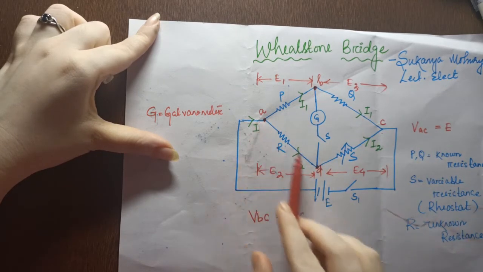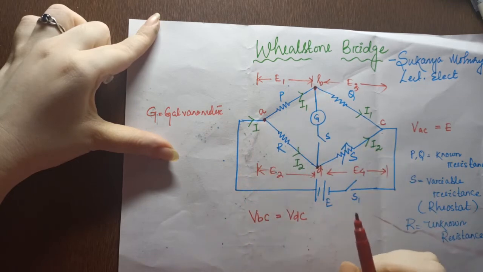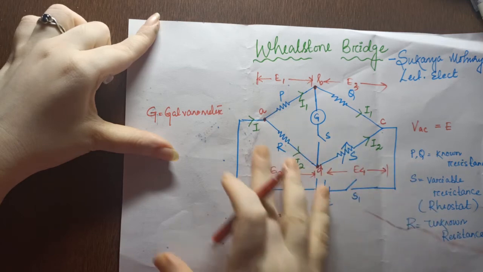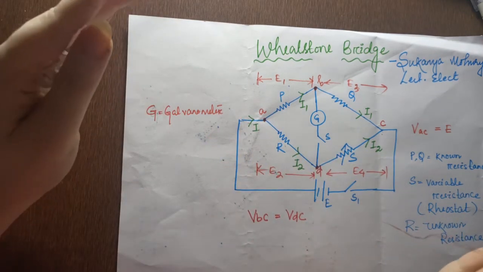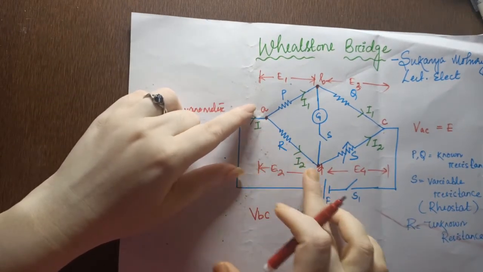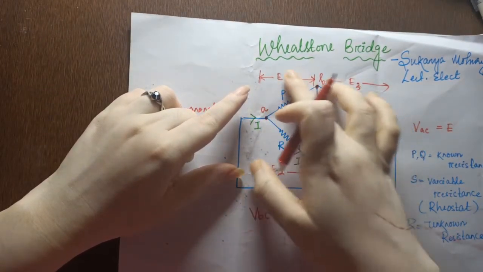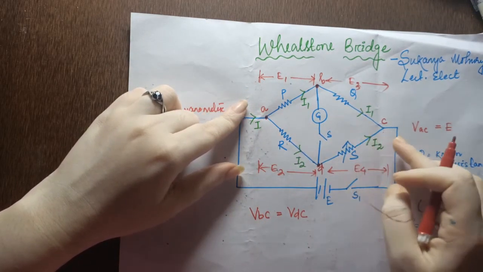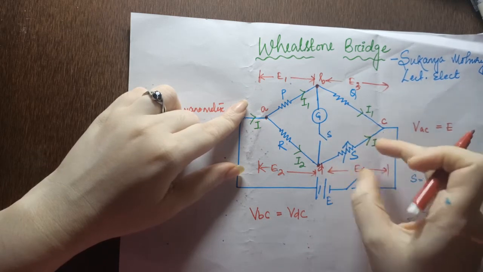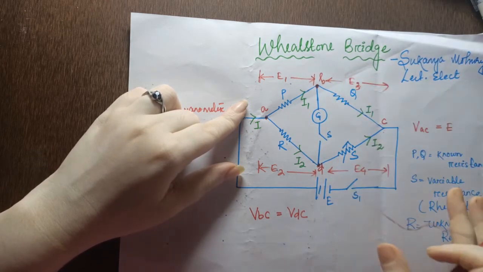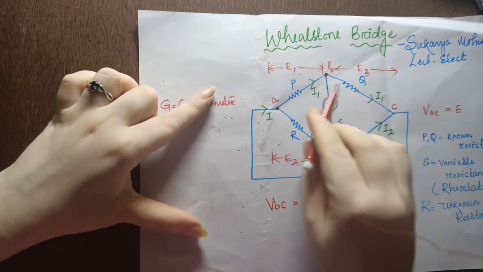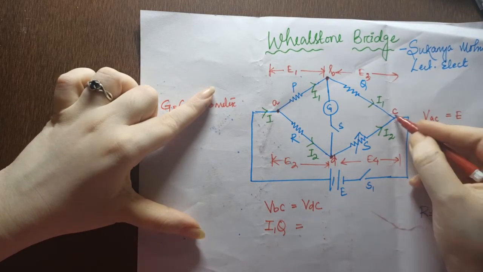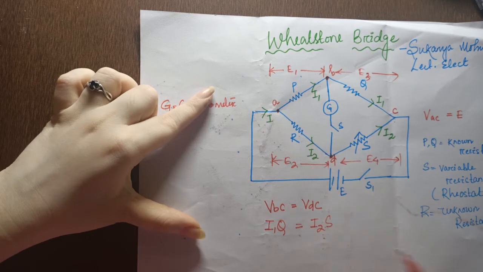You must be thinking, why not VAD is equal to VAB? It is possible if you use the variable resistor here, because you are varying one side of the arm. So this I2 into R should be equal to I1 into P if this is the variable resistance, and if this side is the variable resistance, then my target will be I2 into S should be equal to I1 into Q. So VBC means I1 into Q is equal to VCD, that is I2 into S.